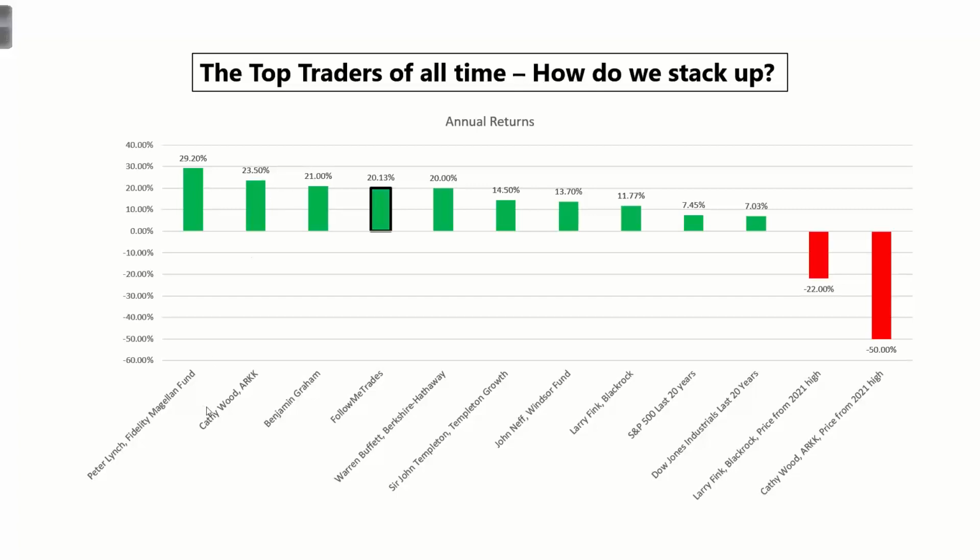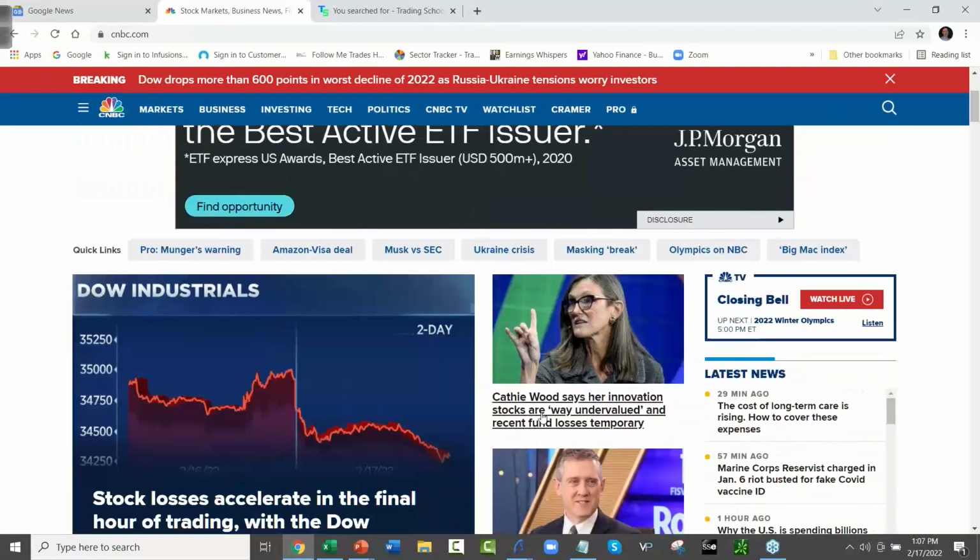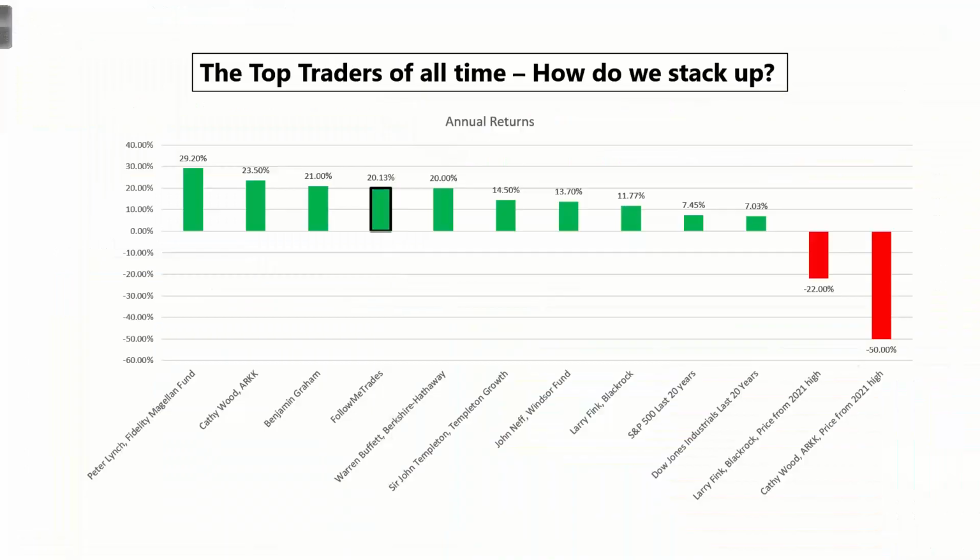And you put an asterisk by Kathy Wood because most of the people who put money into her fund put it in at the top last year, and they're down 50%. Ouch. In fact, I just saw right before the webinar on CNBC, there's a headline that she's getting a little defensive. She says, hey, our stocks are way undervalued and the recent losses are temporary. Well, we'll see. I'll tell you what, in my trading and with my customers, we've never taken a loss like that, ever. And we never will, because we use really, really disciplined risk management and money management.